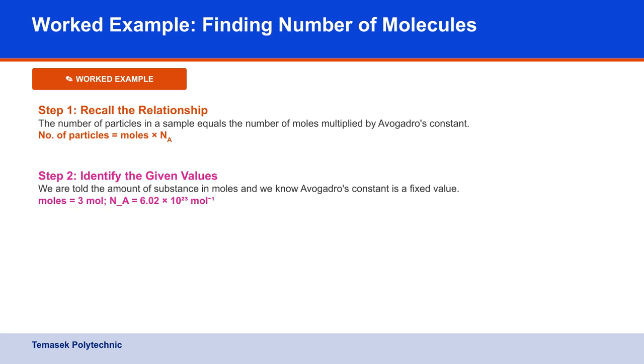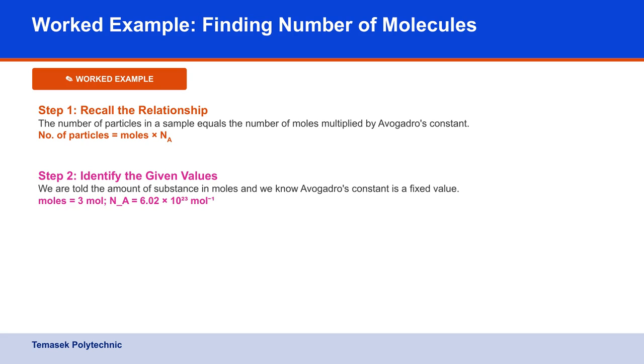The number of particles equals the number of moles multiplied by Avogadro's constant, which is 6.02 times 10 to the power of 23 per mole. Step 2 is identifying what we already know. We have 3 moles given, and Avogadro's constant is always a fixed value. A common mistake here is forgetting that Avogadro's constant has units of per mole, so the moles cancel out cleanly, leaving you with just a count of particles, no units.